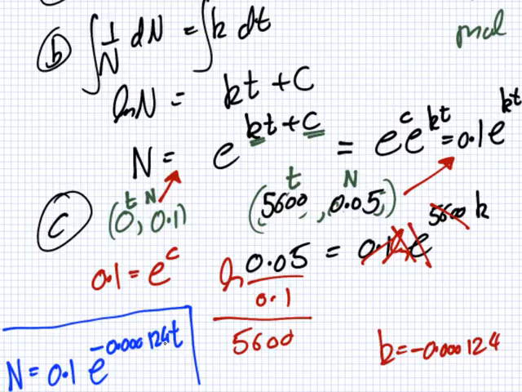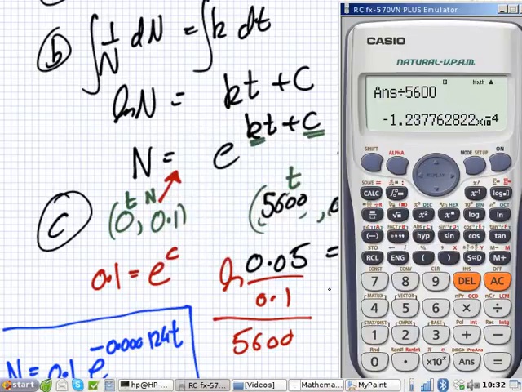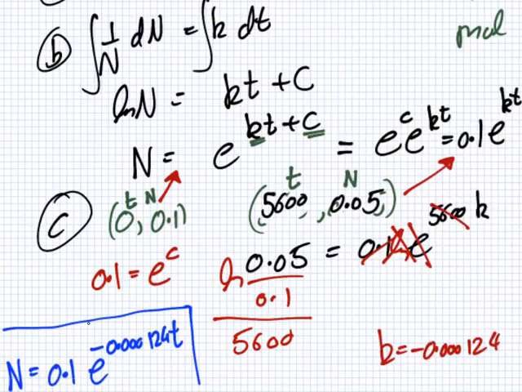So for example, if you put T is 0, what value do you get? No, look carefully at it. 0.1. Yeah. That's how many nuclei you have at the start. 0.1 times E to the minus 0.000124 times 0. So if I put T is 0, I get 0.1. Now, if I put T is 5600 seconds, what should I get? 0.05. And I practically do. So this is the solution to the equation.